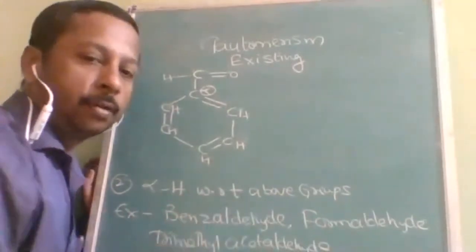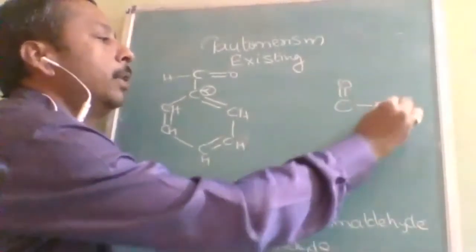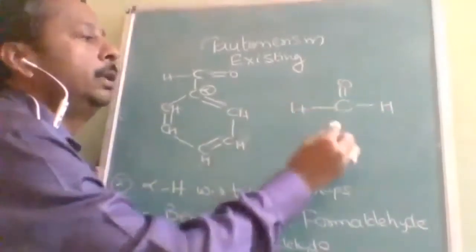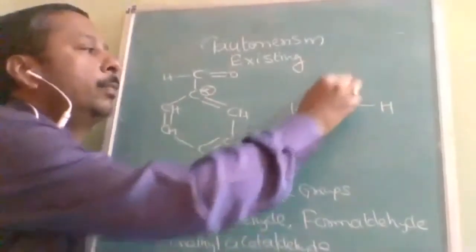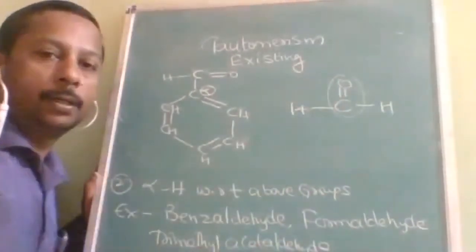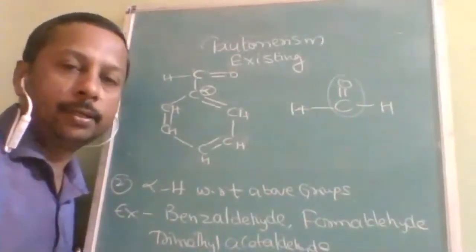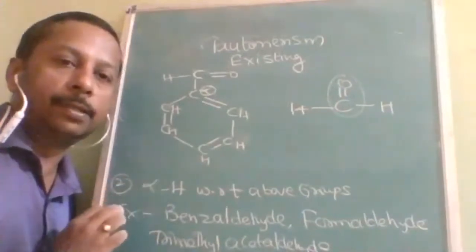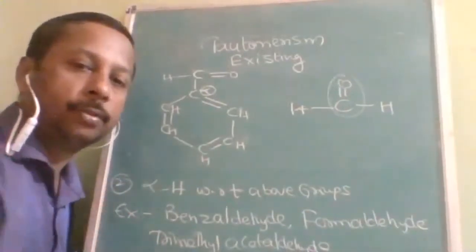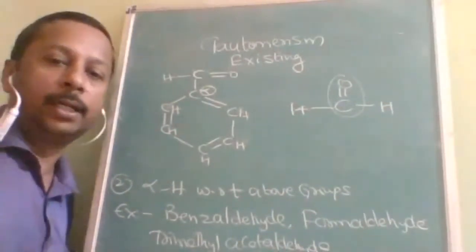If you take formaldehyde, formaldehyde does not even have an alpha carbon. HCH, there is no alpha carbon, so no chance of the alpha hydrogen, but this group is present. So both conditions must be satisfied. What are the both conditions? Any of the three functional groups mentioned must be present. Second thing is alpha hydrogen is a must. Where is the alpha hydrogen, I think now you will be able to identify.